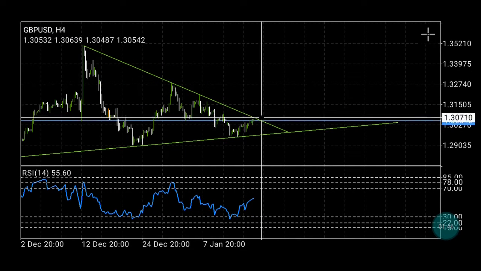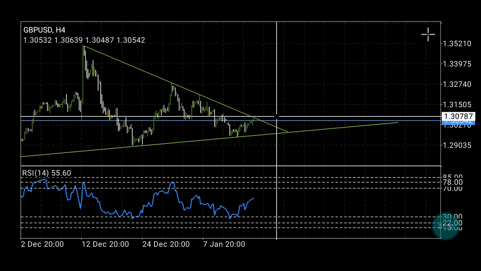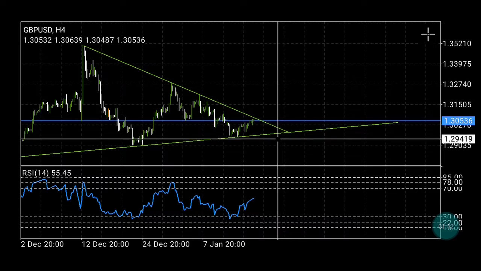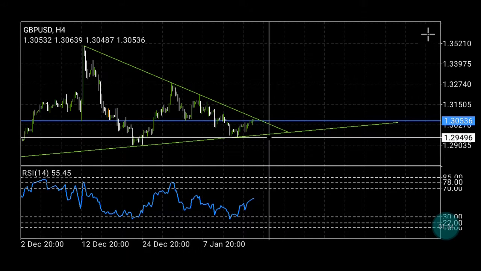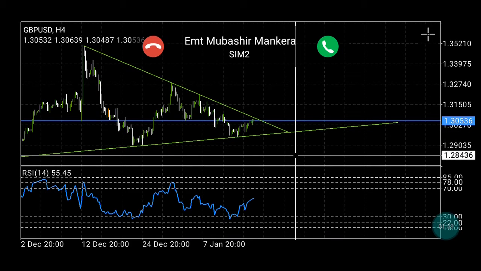When the market crosses this area, we put a buy signal, and when the market goes down in this area, we open a sell trade.